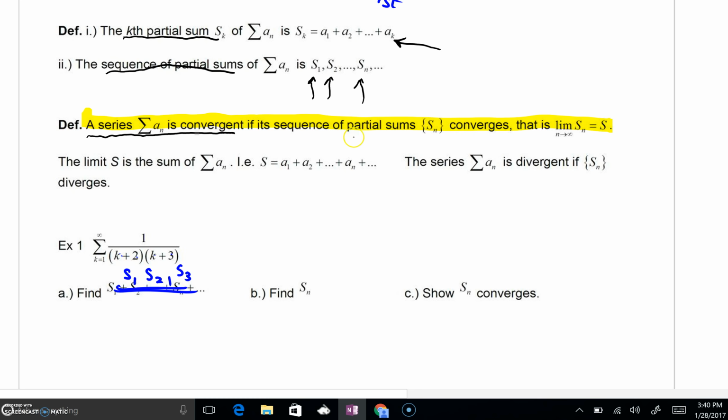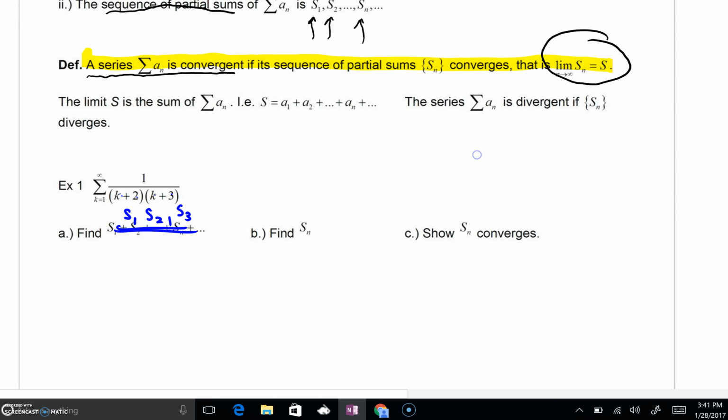That is, if the sequence of partial sums converges, that is, the limit as n goes to infinity of s sub n arrives at a fixed number S. So the limit, capital S, is that infinite sum where you would be getting closer and closer to a fixed number. You can say that this infinite sum is divergent if the sequence of partial sums diverges.